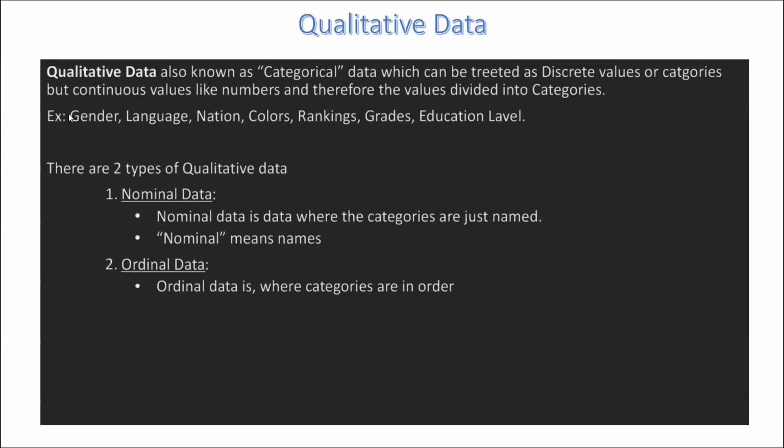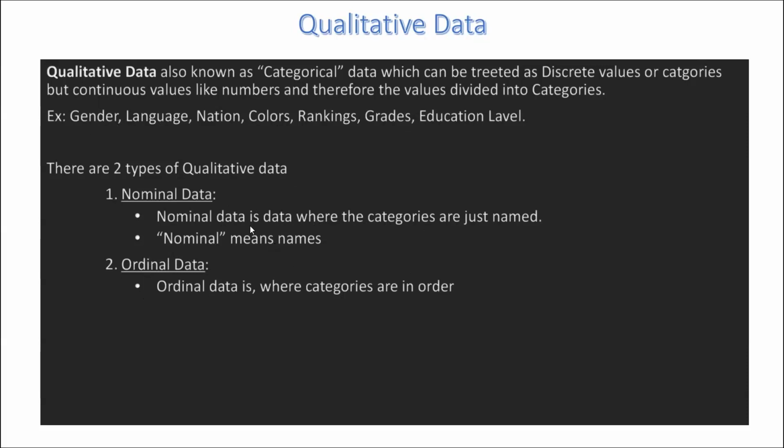So which are the examples? It comes under the nominal data. Nominal data is data where the categories are just named. So nominal means just names actually. And ordinal data is where categories are in order. So from the examples, we can understand which are in order and which are just names, where it can be derived.